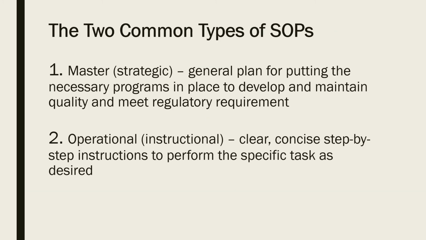There are two common types of SOPs. The master SOP, which is your strategic document that sets out the steps necessary to put programs in place to develop and maintain quality and meet regulatory requirements. The operational or instructional SOP is a supporting SOP, and it is typically written at a grade 7 level of comprehension. It is clear, concise, step-by-step instructions to perform the task as desired.